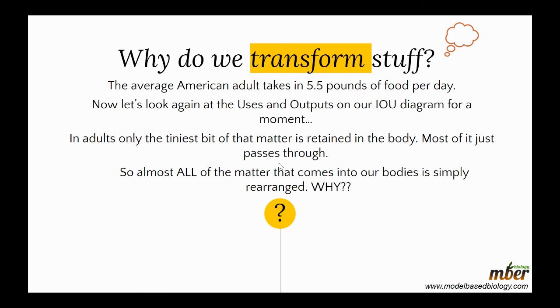Now let's look at the uses and outputs on our IOU diagram for a moment. In adults, only the tiniest bit of matter that we consume is retained by the body. Most of it just passes through. So almost all of the matter that comes into our body is simply rearranged. So we're going to look into why.